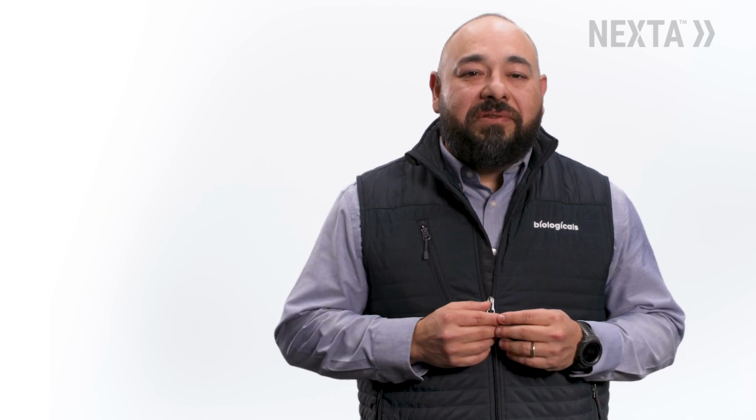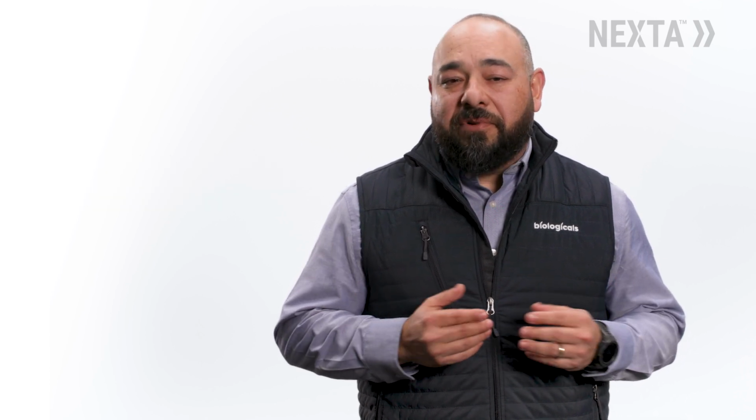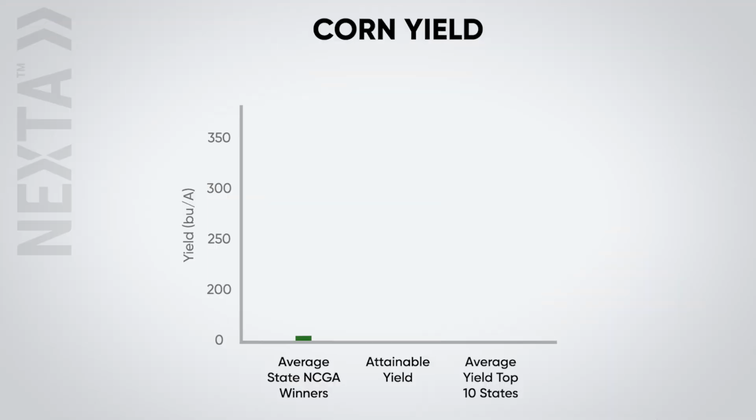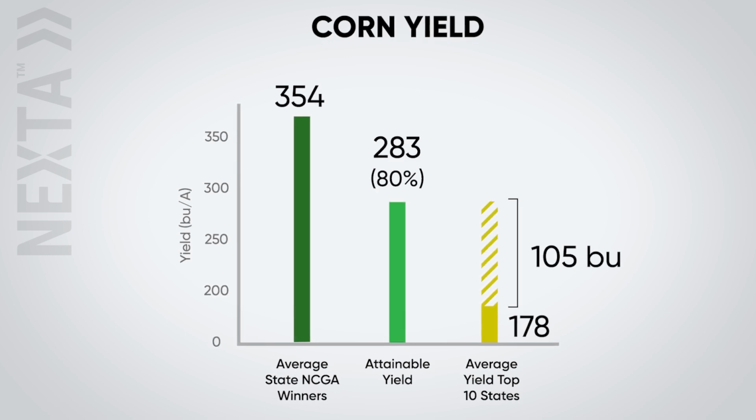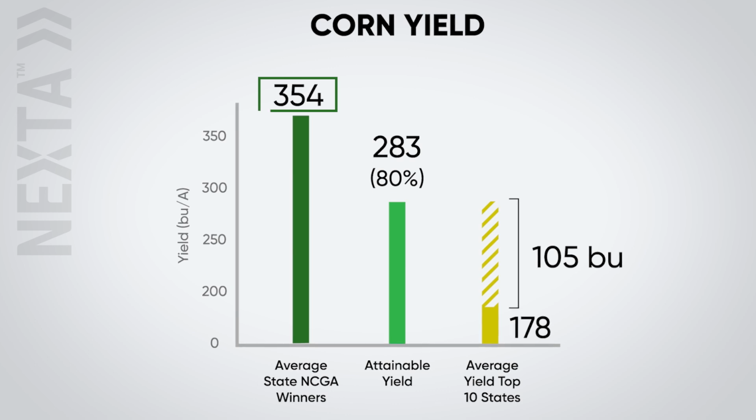We define the yield gap as the difference between attainable yields and average yields achieved by farmers. To calculate attainable yields, we first average the NCGA winning yields for the top 10 corn-producing states in 2023. The average corn yield for state contest winners was 354 bushels per acre.